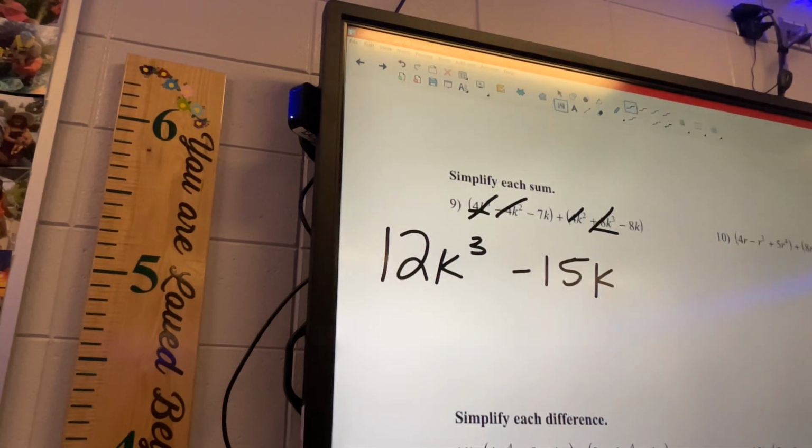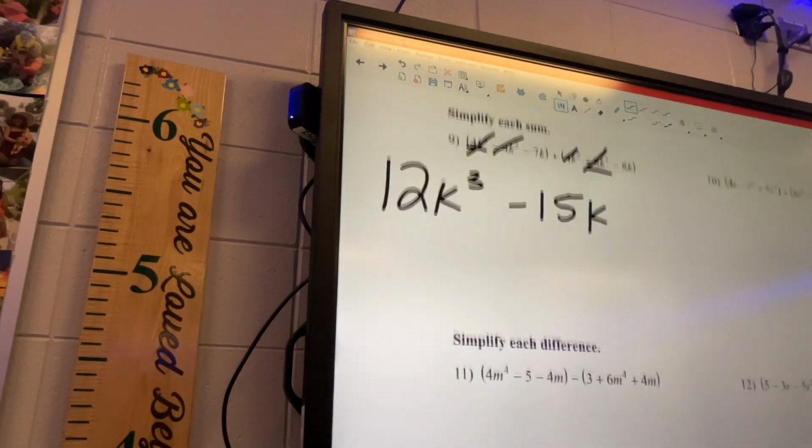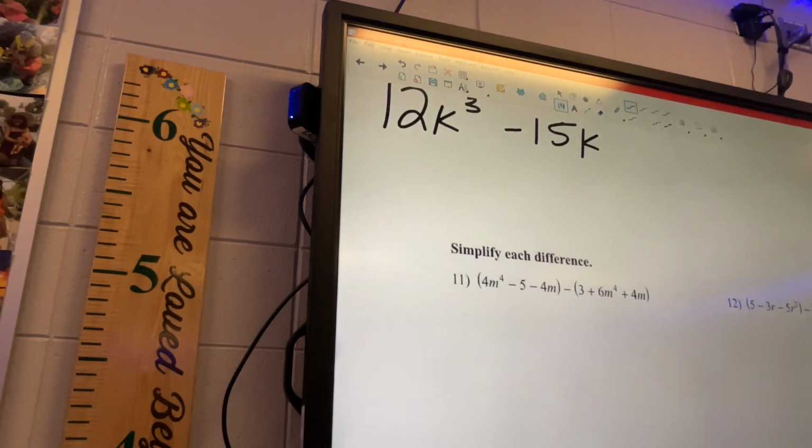Okay, what about for the subtraction? What do you need to do first? Okay, be more specific. Change all the signs. Well, yeah, but what signs are you changing? The second ones. The second ones are the ones right after the minus sign, okay? Because we can't change all the signs, because we don't need to change any of the first ones.